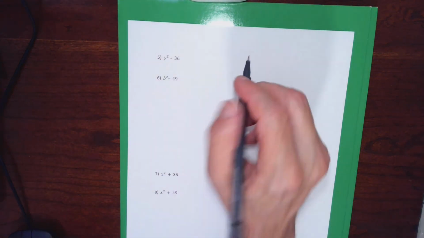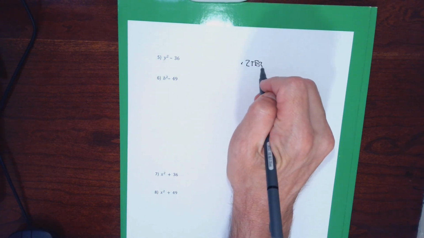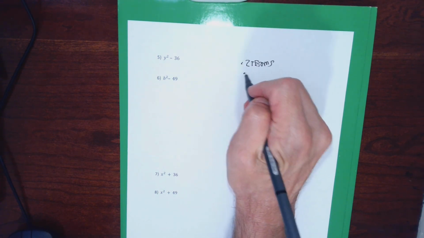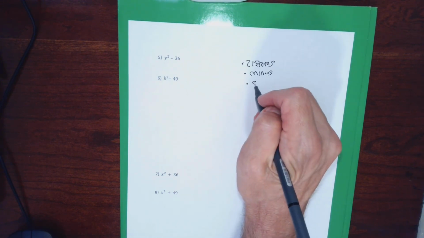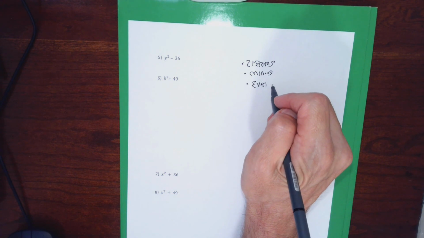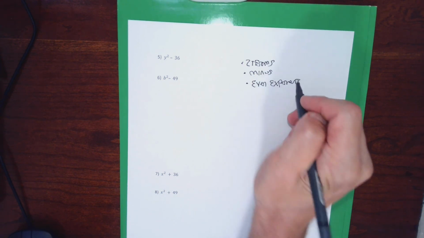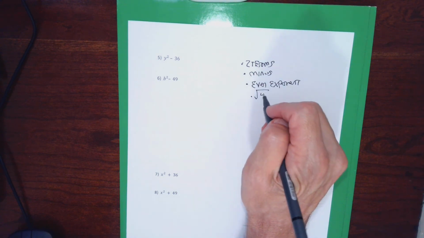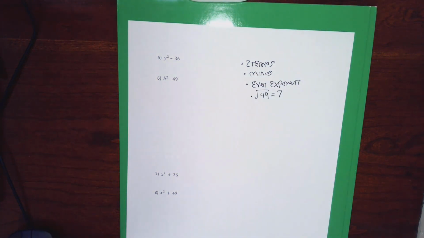Six is a difference of squares. It has 2 terms, the minus between, even exponent, 2 is the exponent and it's even, and numbers that have nice square roots. Perfect squares have nice square roots, and the square root of 49 is 7.